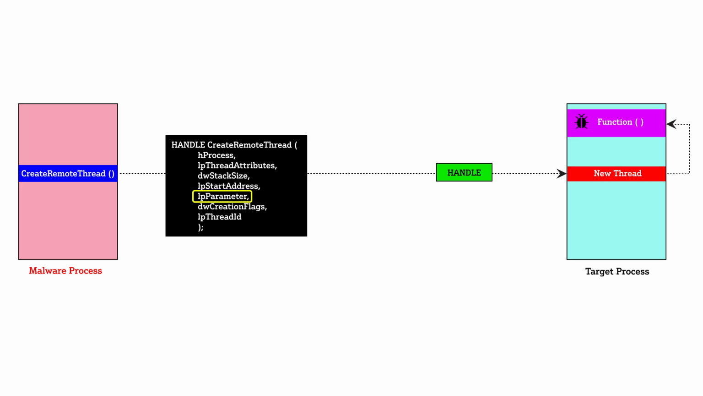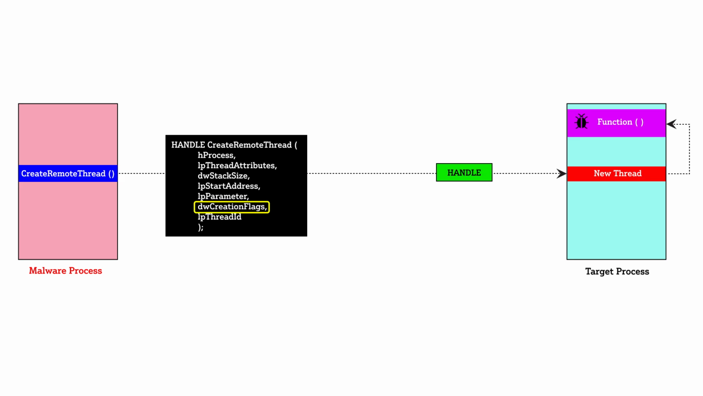Next is lpParameter, which is the parameter that we want to pass to the thread function. In malware coding, if our shellcode or injected function expects an argument, then we pass it here. If not, we just pass NULL here.